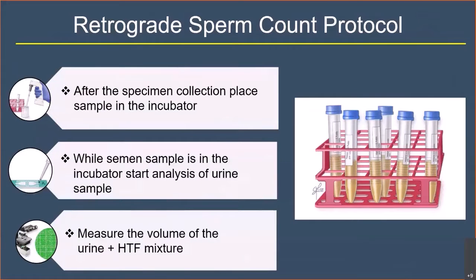So here is the retrograde sperm count protocol, the step-by-step procedure. After the specimen collection, the semen sample is placed in the incubator for liquefaction, and at the same time, start the analysis of the urine sample. Before analysis, measure the volume of the urine plus the HTF mixture. This needs to be documented. And on the right side are the 15 ml centrifuge tubes with the urine and HTF mixture.